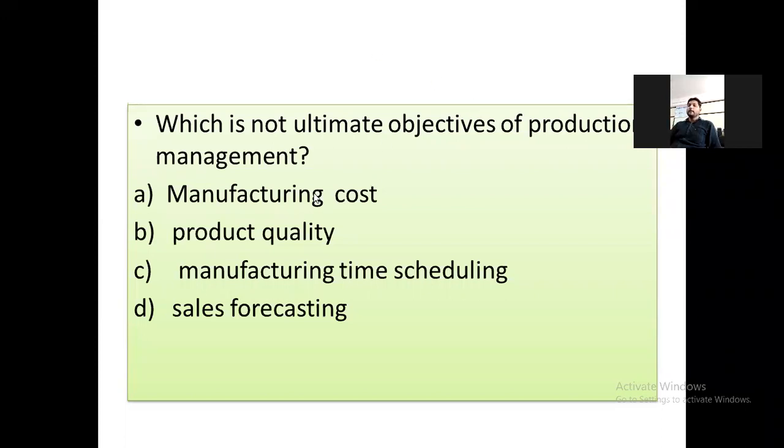Now manufacturing cost is an objective of production management. Product quality is an objective of production management. Manufacturing time is an objective of production management. So what is remaining? Sales forecasting. It is not an objective of production management. Yes, it helps for planning purposes, but that is not an objective of production management. So the answer is D, sales forecasting.